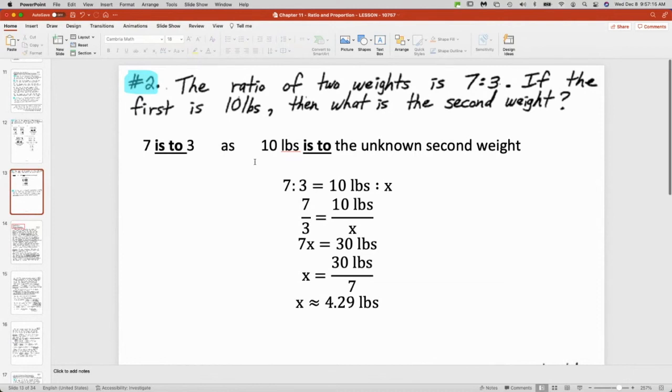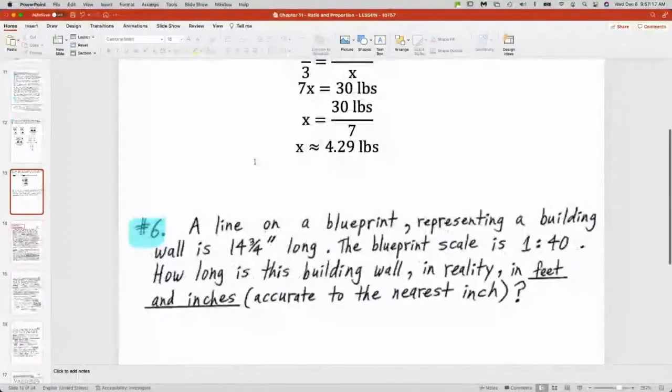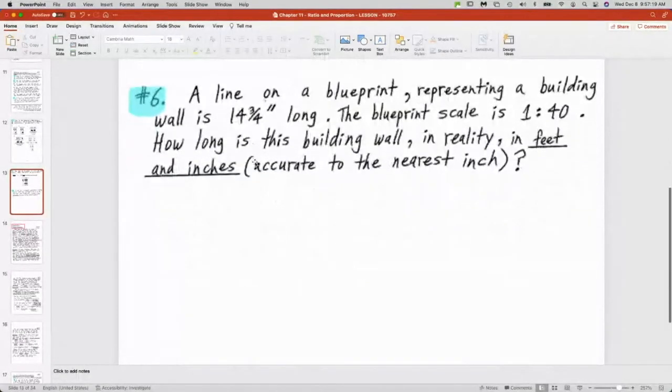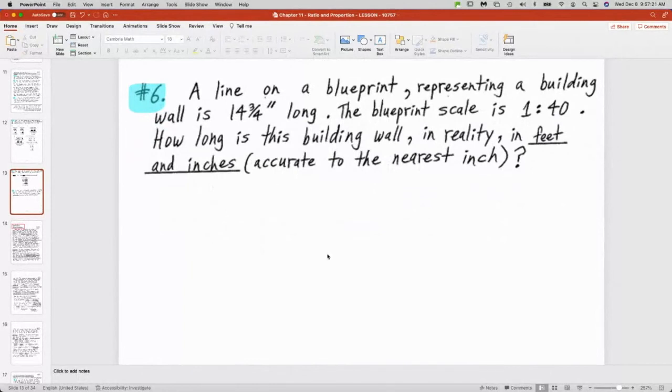I'm going to move on to this last one here involving another ratio in a blueprint. So we have here a line on a blueprint that is 14 3/4 inches long. The scale of the blueprint is 1 to 40. Then how long is this wall in reality? So we're looking for the actual size. So I'll just say that here. We say here 14.